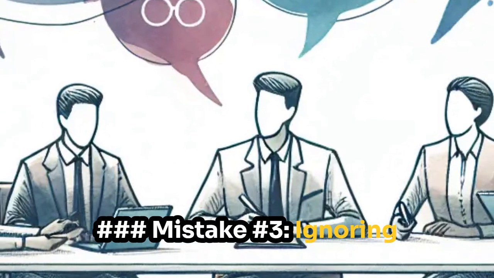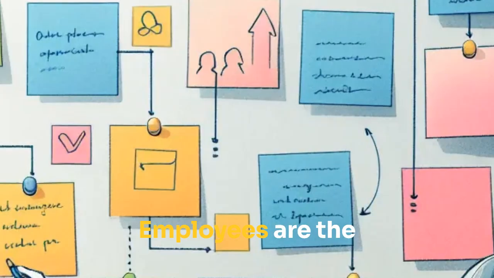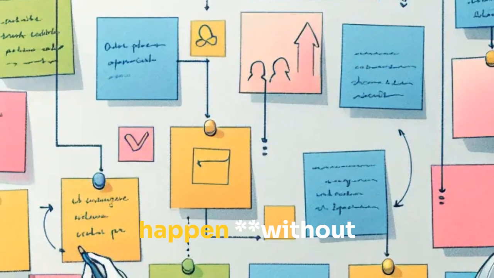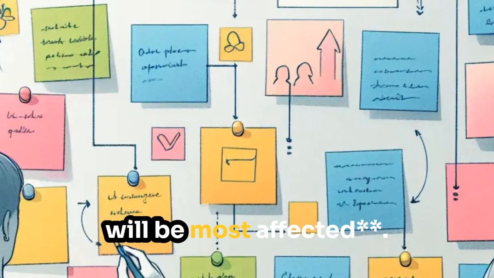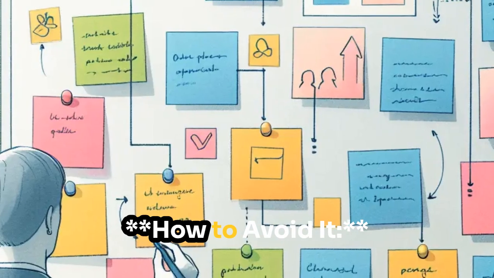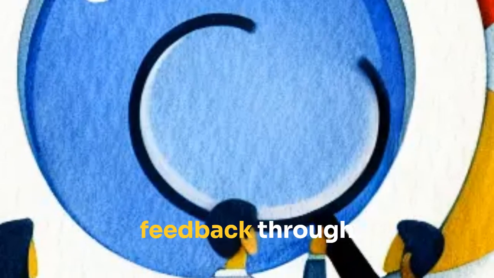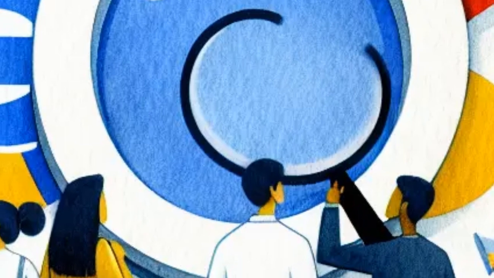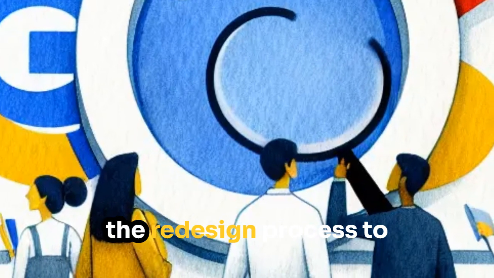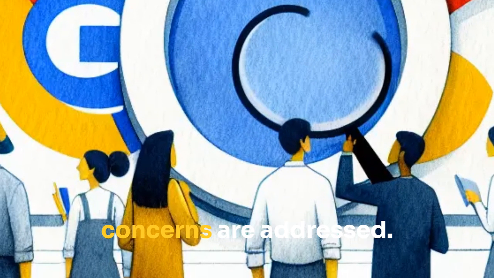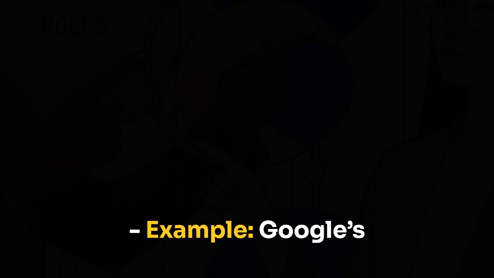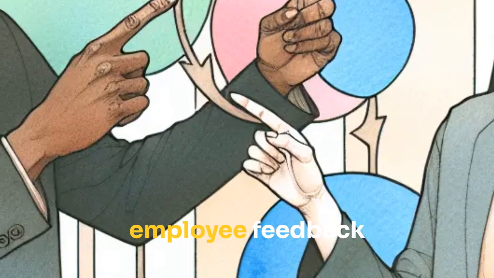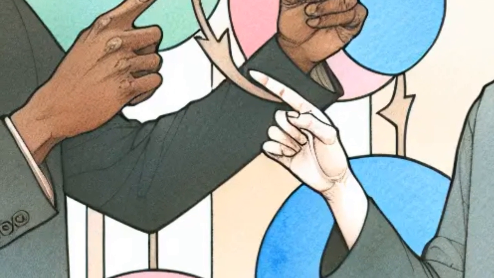Mistake number 3: ignoring employee input. Employees are the backbone of any organization, yet many redesign efforts happen without consulting those who will be most affected. How to avoid it? Gather employee feedback through surveys, focus groups, and one-on-one discussions. Involve employees in the redesign process to ensure their needs and concerns are addressed. Example: Google's restructuring efforts have succeeded because they prioritize employee feedback and engagement.